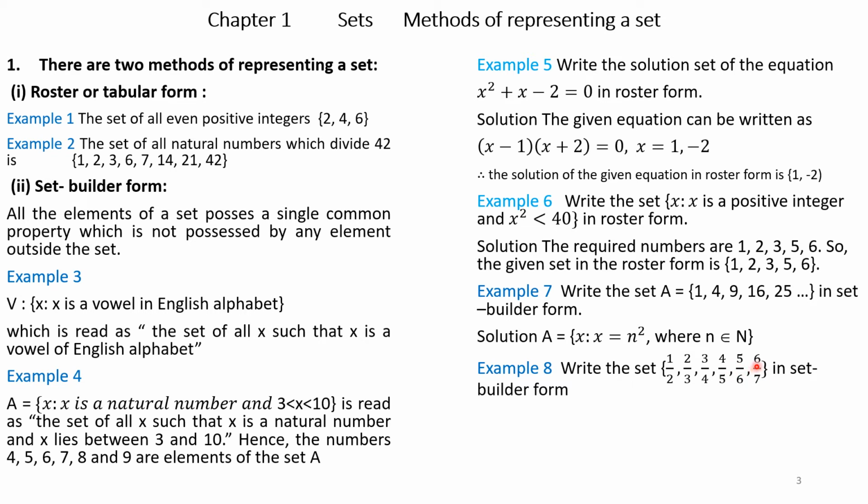In the last item, the numerator is 6, and 6 plus 1 is 7. So we have to write it in set builder form. Solution. We can write it as the set of all x such that x is equal to n divided by n plus 1, where n is a natural number and 1 is less than or equal to n less than or equal to 6. That is, the number 1 is the numerator in the first element and 6 is the numerator of the last element. So, in set builder form, it can be written as {x : x equals n divided by n plus 1, where n is a natural number and n lies between 1 and 6}.